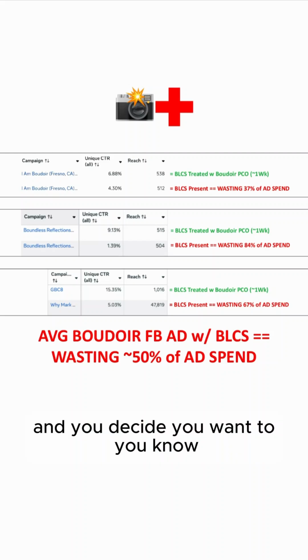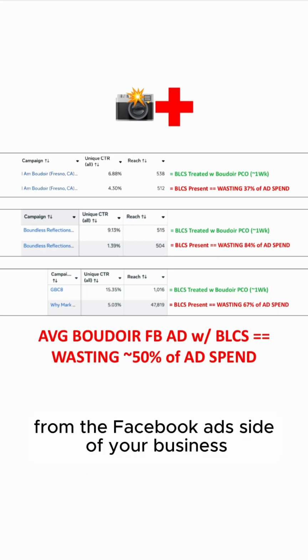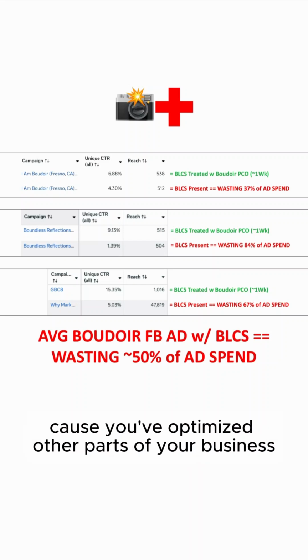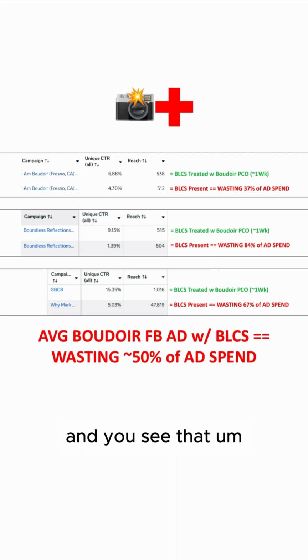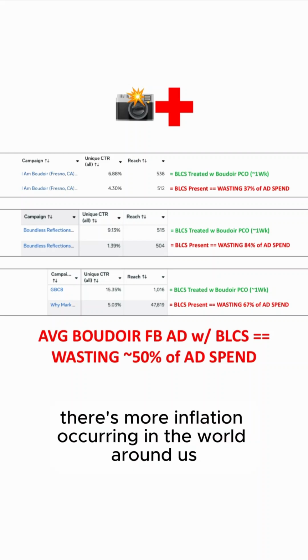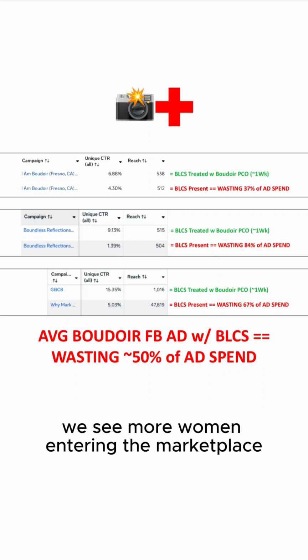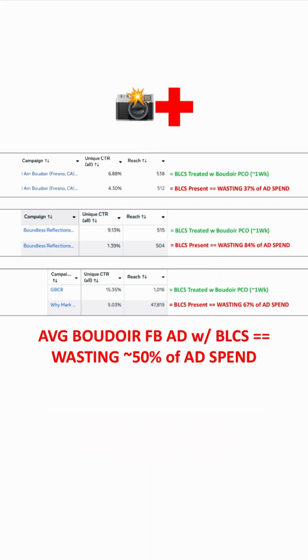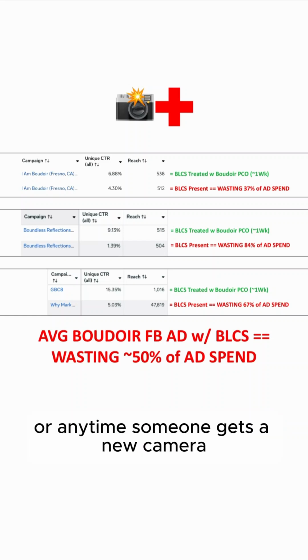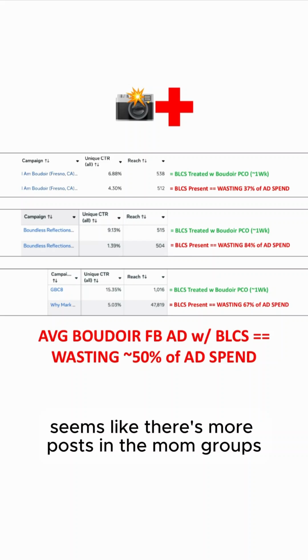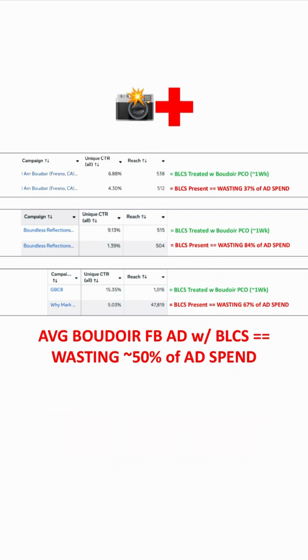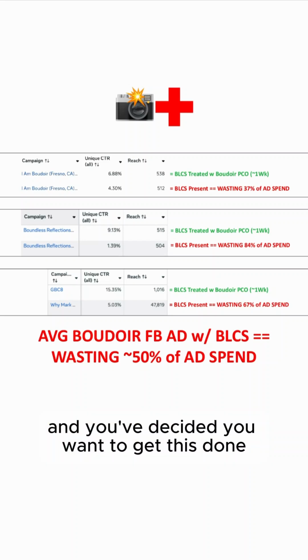And you decide you want to pull this profit out from the Facebook ad side of your business, kind of plug those leaks because you've optimized other parts of your business. And you see that there's more inflation occurring in the world around us. You want to pull some more profit out. We see more women entering the marketplace, offering Boudoir services every day. So basically, the market's getting more saturated. Seems like every time someone gets a new iPhone, a new Google Maps profile pops up saying they offer Boudoir. Or anytime someone gets a new camera, it seems like there's more posts in the mom groups offering boudoir shoots. And you've decided you want to get this done.